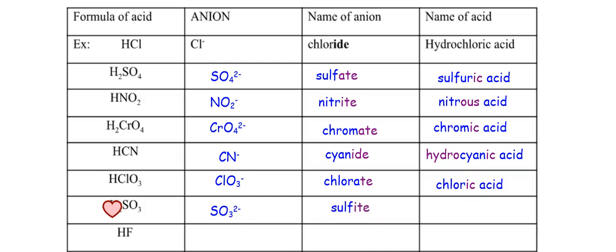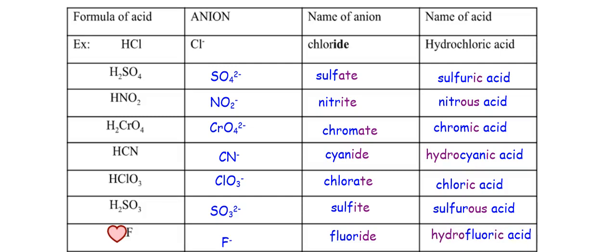My Sprite is delicious, so it becomes sulfurous acid. And finally, cover up the H, you're just left with F. F by itself is just an element, not a polyatomic. So it becomes what? Fluoride, doesn't it? So F minus is fluoride. So my ride has hydraulics, so it becomes hydrofluoric acid.